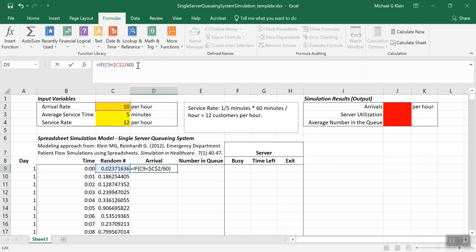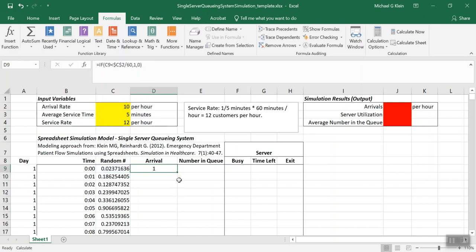Now if C9, the random number, is in fact less than that, then we will say that we do have an arrival, and we'll denote that as a 1. Otherwise, we'll have 0, which will be the case when there isn't an arrival. So we're going to simulate random arrivals here, which is appropriate for the Poisson distribution. And so that's what we have for each row in time. Okay, so here we have our formula to simulate whether or not we have an arrival at each minute in time.